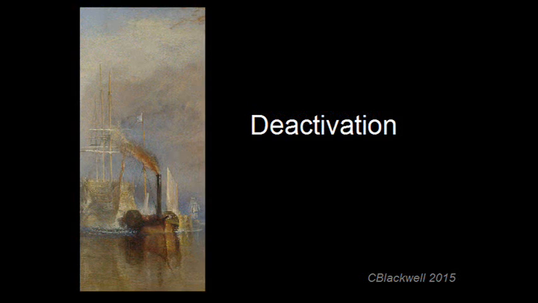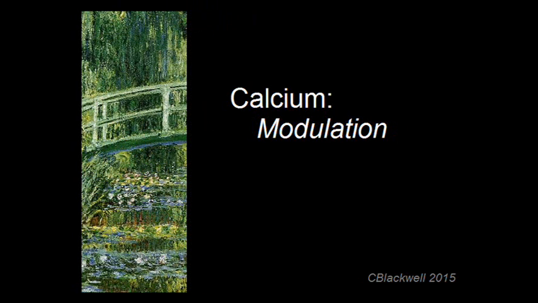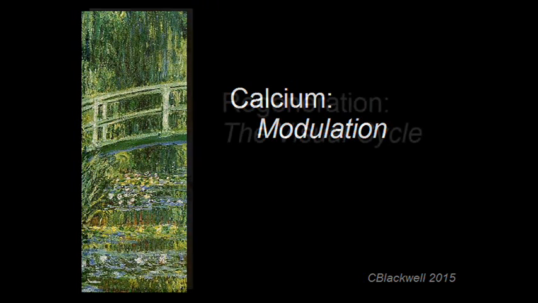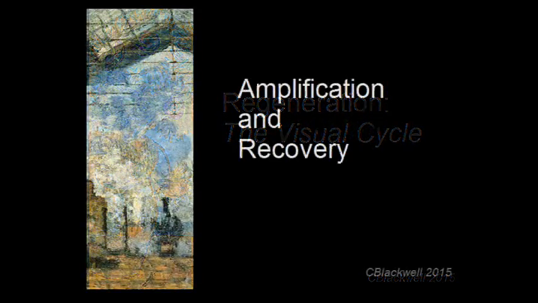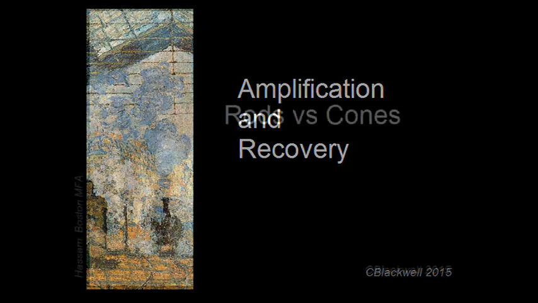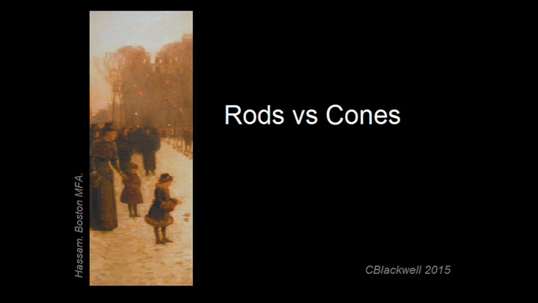In part 2, we will go on to talk about how the signal is turned off. You want the doorbell to ring once, not keep ringing. We will see how the retinal is regenerated, some technical details, and some differences between rods and cones. Let us start with a brief recap of what happened in part 1.